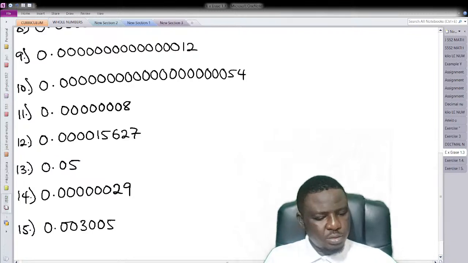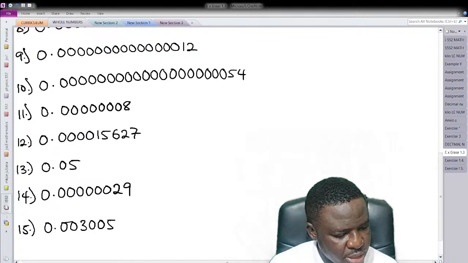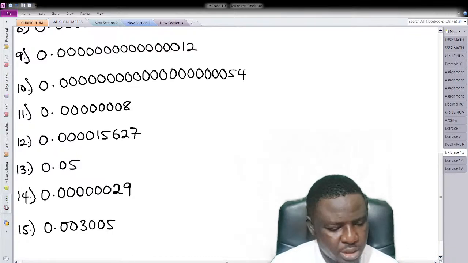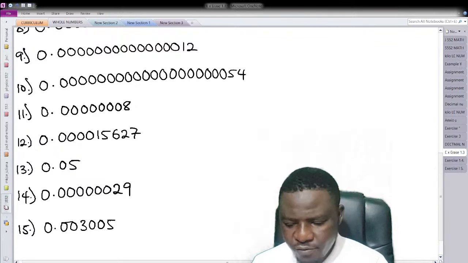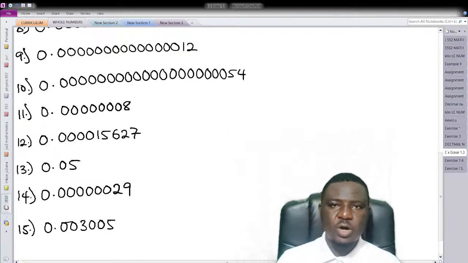Number 11, Sarah said is 8.0 times 10 to the power of minus 8. That's for 11. This is 1, 2, 3, 4, 5, 6, 7, 8. Correct, Sarah.